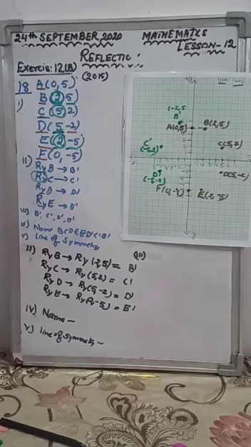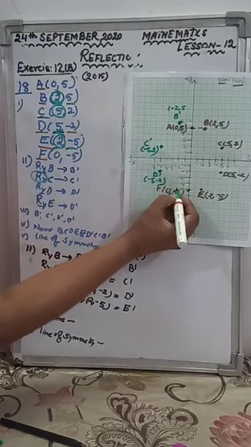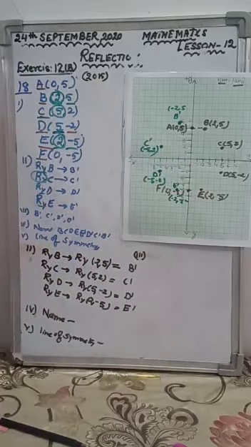So E is (-2, -5). So this is -2 and this is -5. This is E dash, (-2, -5). Now we have plotted the point and we have to write the coordinates in the third part.